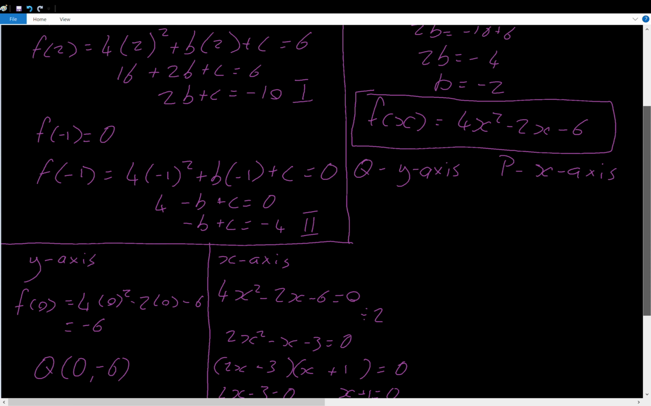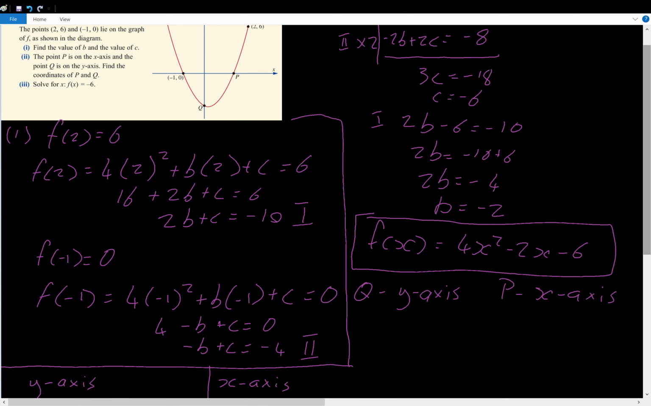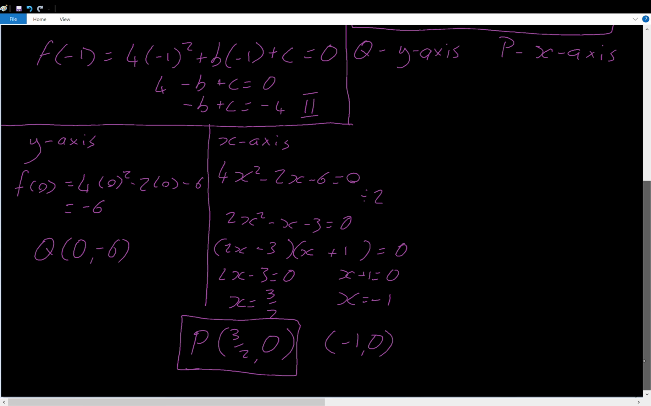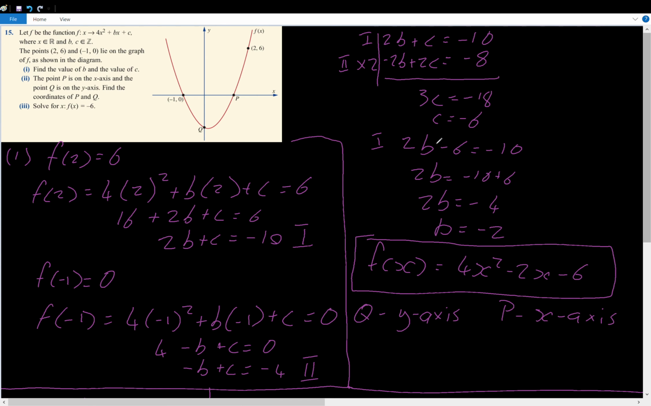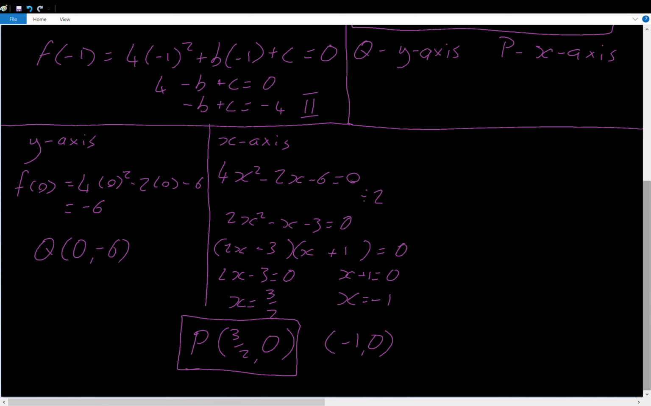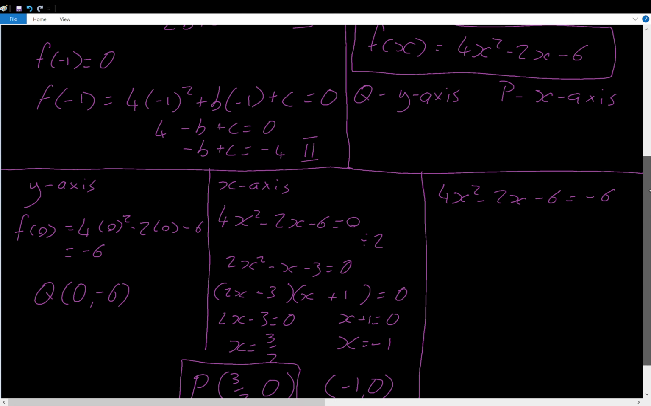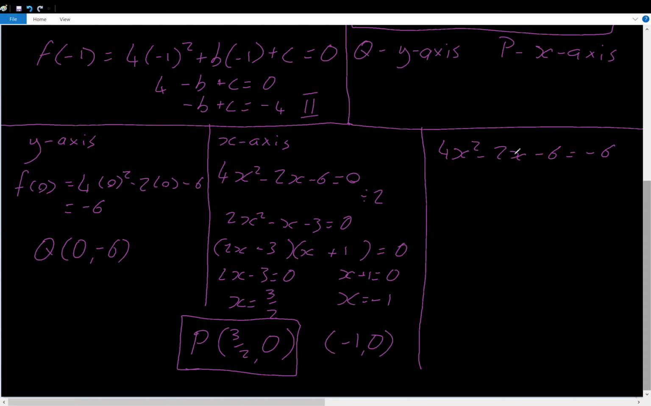And now our last part of the question, we're asked to solve for x, f of x is equal to -6. So for our last part here, we're told that f of x equals -6. So that's going to be 4x squared minus 2x minus 6 is equal to -6. And if we bring everything over to the left hand side, that's going to be 4x squared minus 2x minus 6 plus 6 equals 0.